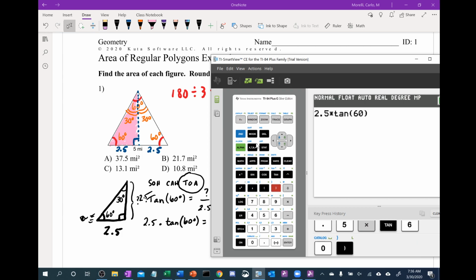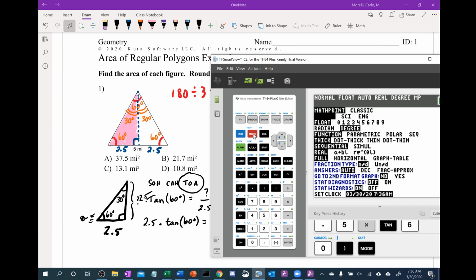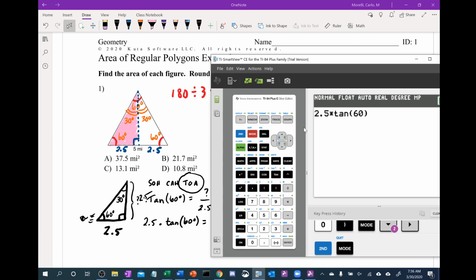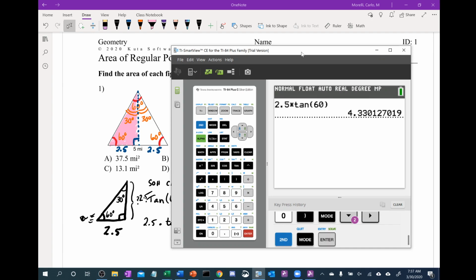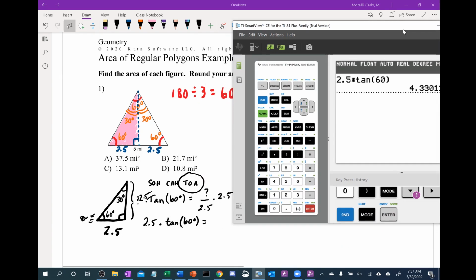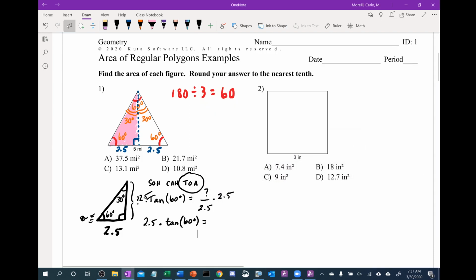Now I want to make sure of something first. I want to make sure that my calculator is in degree mode. Okay, it's in degree mode. The default setting is for it to be in radian mode, but it's already in degree mode. So we're ready to compute this. And it tells us that the answer is 4.330127019. Okay. So we'll just use the 4.33 part of that. So it's approximately equal to 4.33.